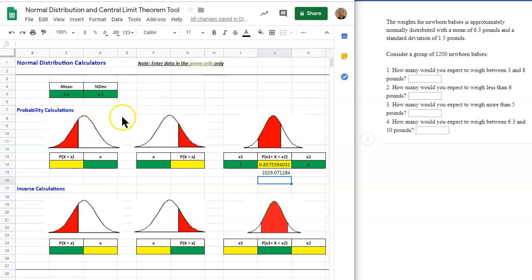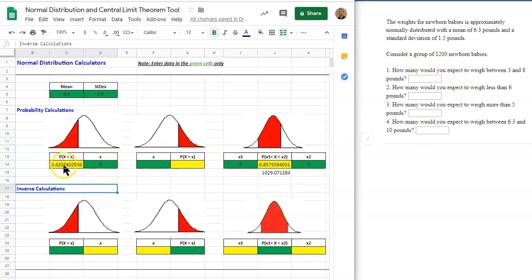Again, enter your data in the green cell only. So our x value is 6, and the probability of being less than 6 is 0.42 and so forth. So less than 50% is below 6. And that should make sense since the center of this distribution is 6.3. When we're at 6, we're to the left of the center, so that's less than half of the data values. It's just a coincidence that the red portion looks pretty accurate for what we're looking at for this problem. And now we want to figure out how many.